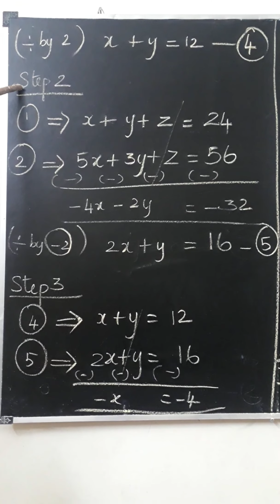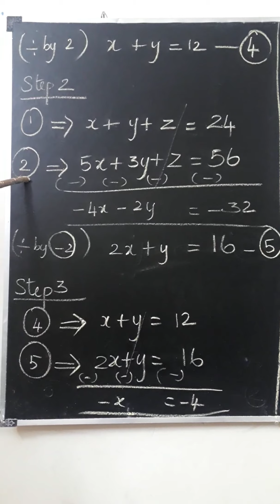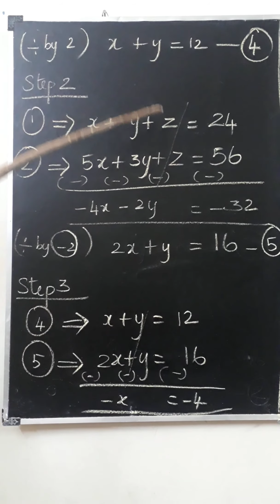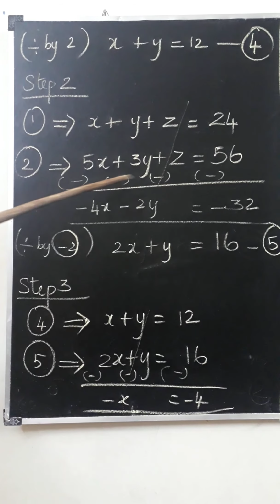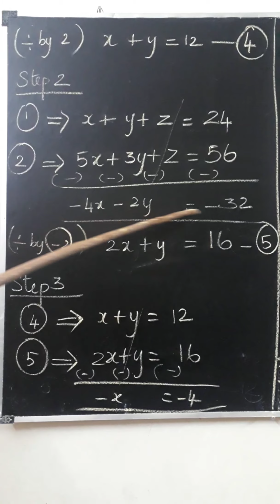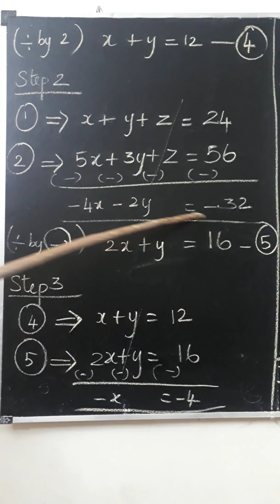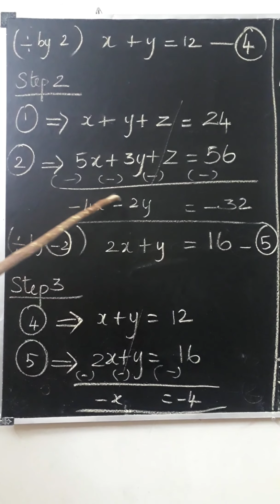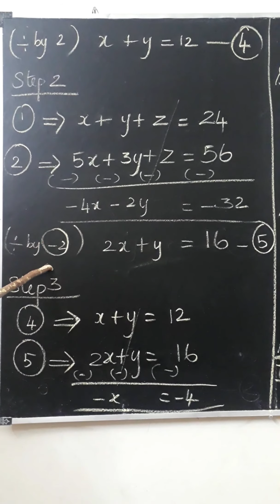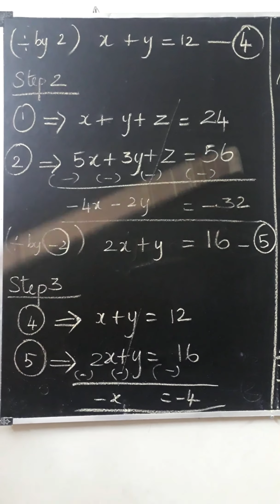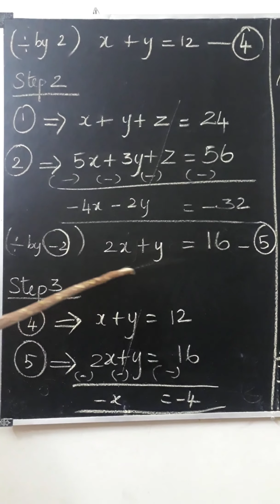Now come to step 2, the next pair, first and second equation. In first and second equation also, z has the same coefficient 1, so eliminate them by changing the sign in the second equation. We get minus 4x minus 2y equal to minus 32. And this can be also simplified, so divide by minus 2 because all the terms are in minus. So divide that by minus 2, we get 2x plus y is equal to 16. So now we get fourth and fifth equations in 2 variables.